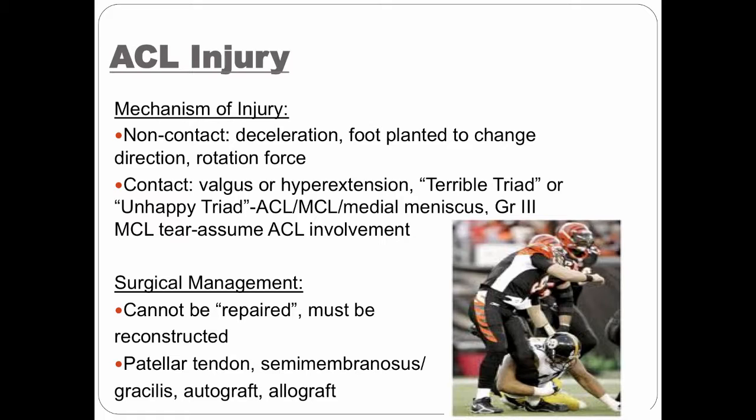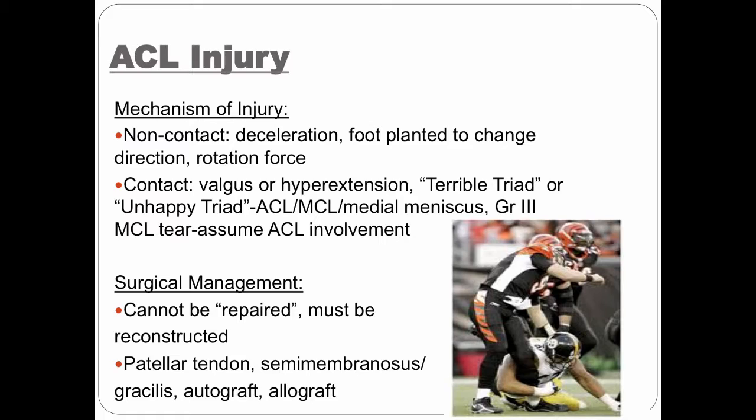These typically are combined. You have an ACL, MCL, medial meniscus, and these have been labeled by Dr. O'Donoghue as the terrible triad, unhappy triad. You'll see the terrible triad of O'Donoghue. He was the first one to recognize and name this. If you have somebody with a grade 3 MCL tear, you automatically are going to assume they have an ACL tear as well. So the ACL cannot be repaired, so they can't just sew that thing back together, the two loose ends. So they have to be reconstructed.